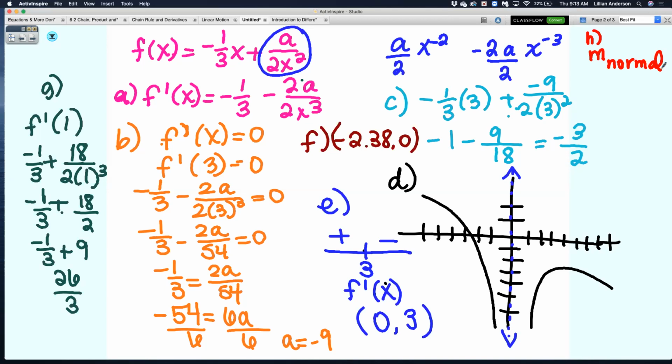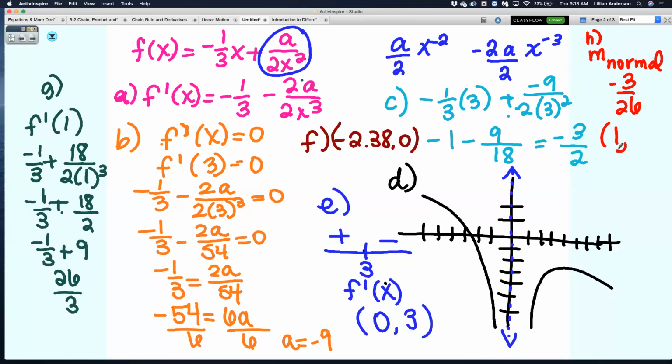All right, Isabel, what would be the opposite reciprocal of the answer I got in G? It would be negative 3 over 26. Negative 3 over 26. So then I need to use that along with a point to write the equation of my normal line. Well, I already know the x value of that point I'm going to use, which is 1. How do I find the y value? You plug x back into the original function. I need to plug x back into the original function.